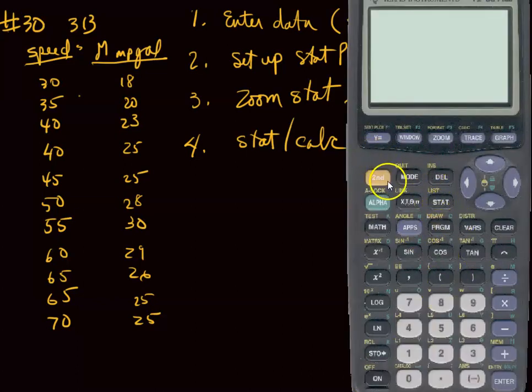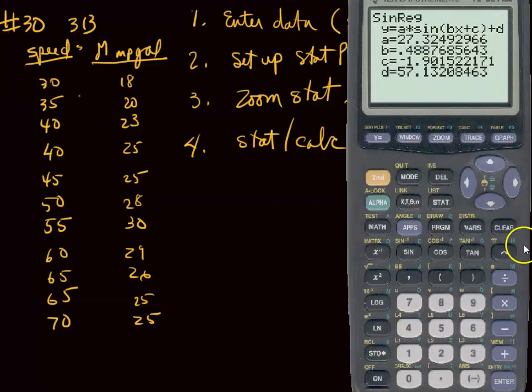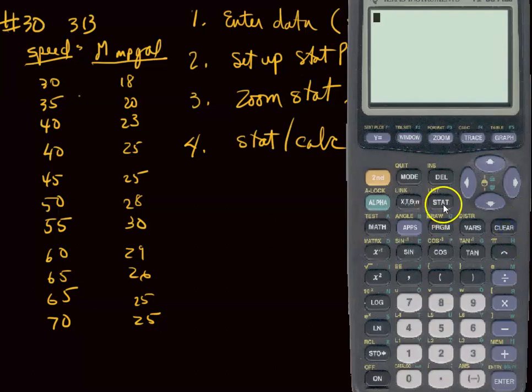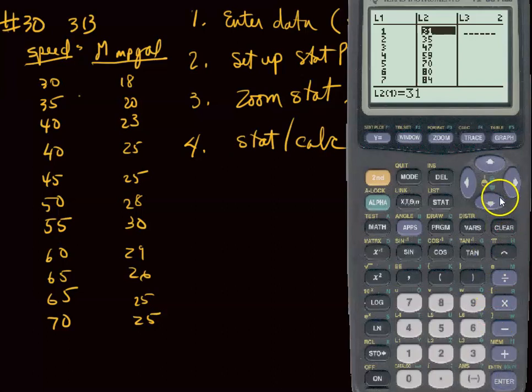Here's my calculator. Yours looks similar, maybe newer. Get out of this, second quit, clear this off. Now you go to stat and edit. I'm going to clear out L1 and L2: go to the name, clear, enter. Here's where we put in the data.